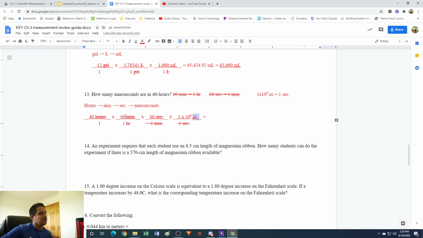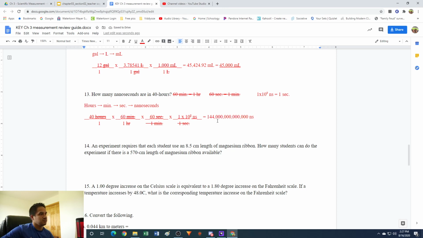So we're going to take 40 times 60 times 60 times a billion. And we are going to get a very large number. So let's see here. So let's go 40 times 60 times 60 times a billion. Wow, it's a big number. Okay, so we got 144 and then 000, 000, 000, 000, 000 nanoseconds.